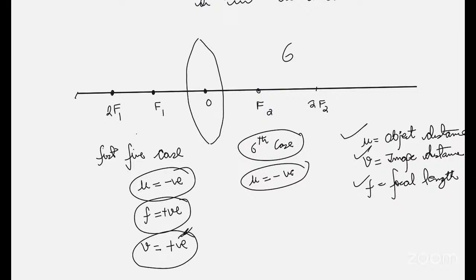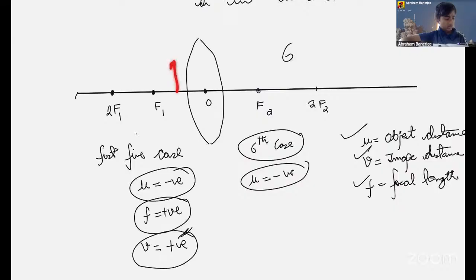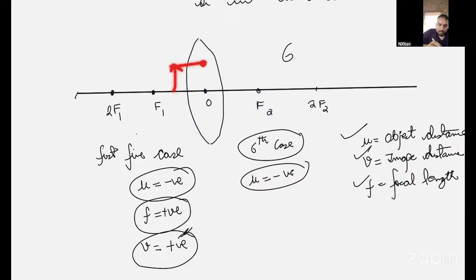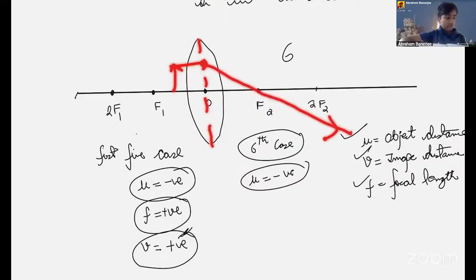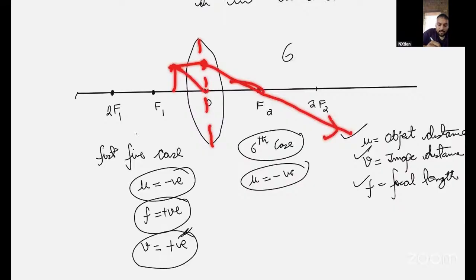When you put an object between F1 and O, you have to draw one parallel line. The parallel line will go through this focus, so it has to cut F2. So we are using this focal length, which is on the other side of the lens.